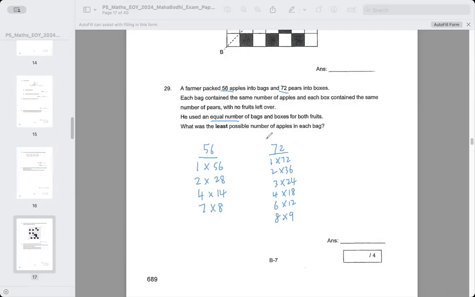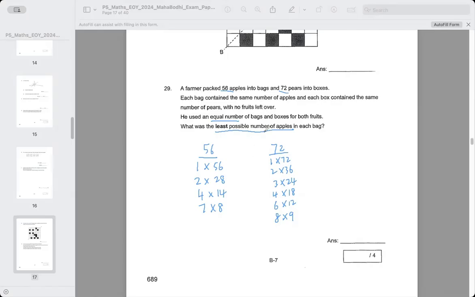All right, so as I was saying, they need to have an equal number of apples in each bag and an equal number of pears in each box. And then they need to have an equal number of bags and boxes. So we are finding the common factor. Here they want you to write down the least possible number of apples in each bag.